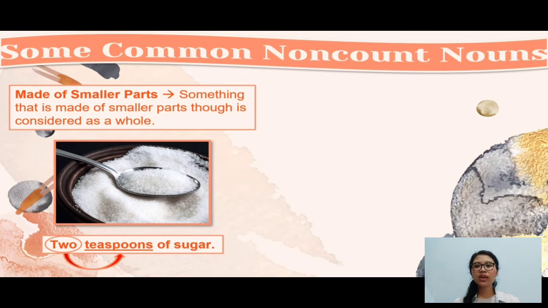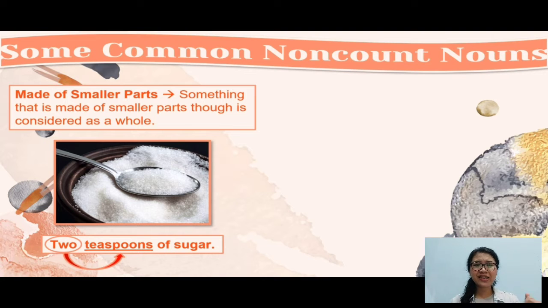If you want, you can count. Maybe you can use a teaspoon of sugar, like in this slide. But yeah, you are counting the number of teaspoons used and not the sugar itself. Another example of made of smaller parts is like rice, then flour. So dirt, or in bahasa kotoran, and then dust, sand, pasir, and garam, salt.